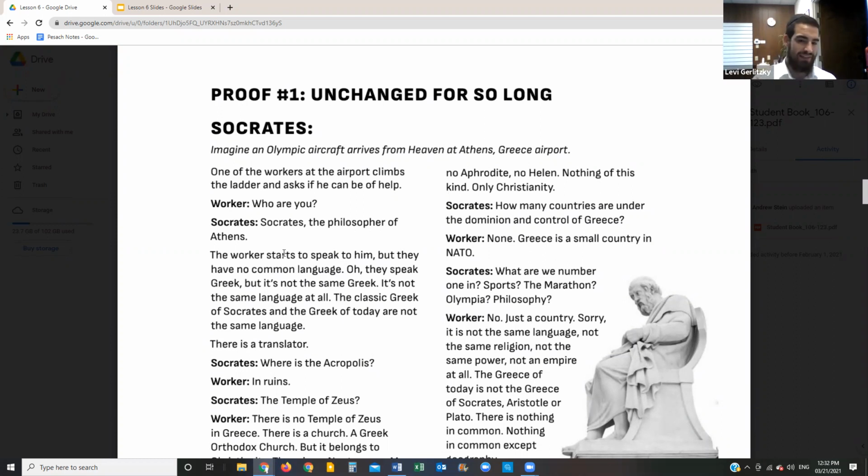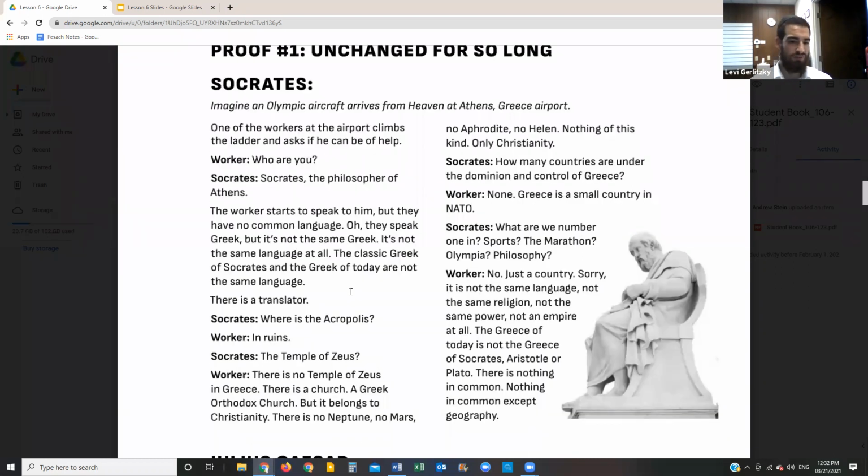Imagine a plane lands inside of Greece and off the plane comes Socrates. How much would he have in common with the local Greek community? The Greeks now are into maybe Greek salad. They're part of the modern day Western culture. They have nothing to do with Aristotle, Socrates, Plato.